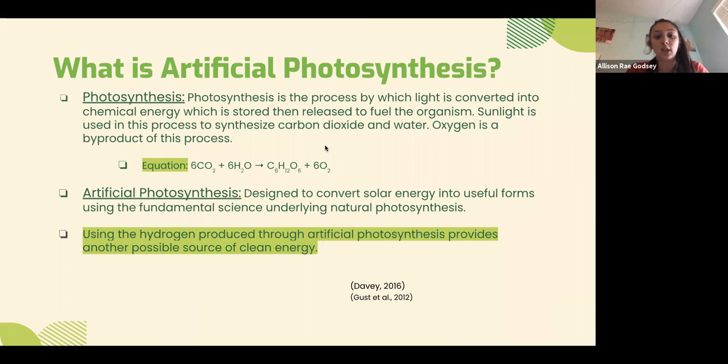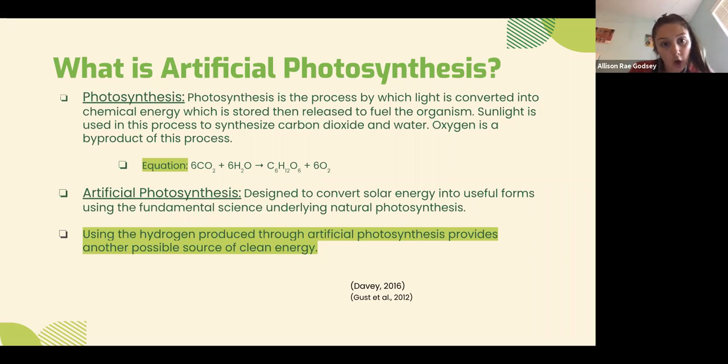So, what is artificial photosynthesis? Most of you already know, but for those of you who don't, photosynthesis is the process by which light is converted into chemical energy, which then is stored and released to fuel an organism. Sunlight is used in this process to synthesize carbon dioxide and water. And then oxygen is a byproduct of this process. And as you can see, I put the equation down here.